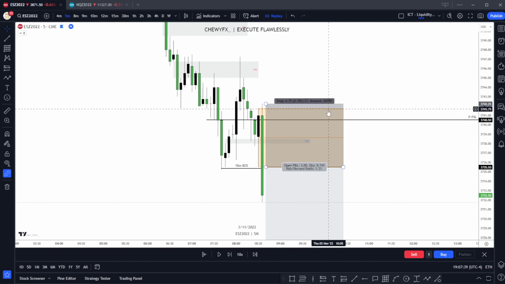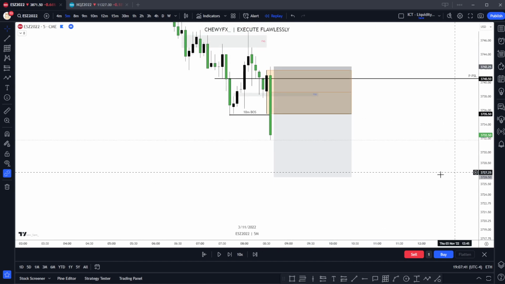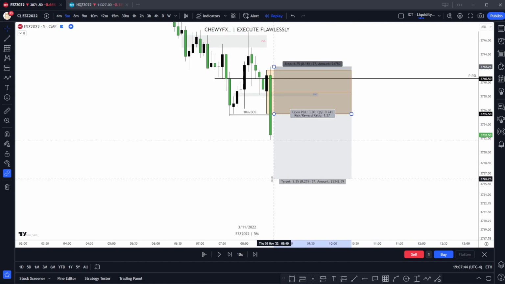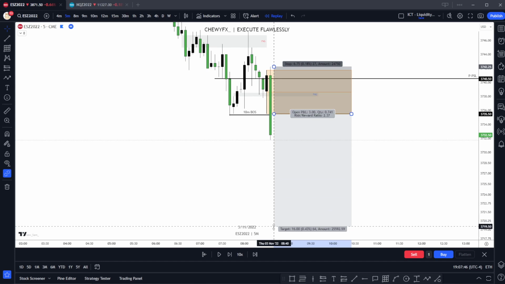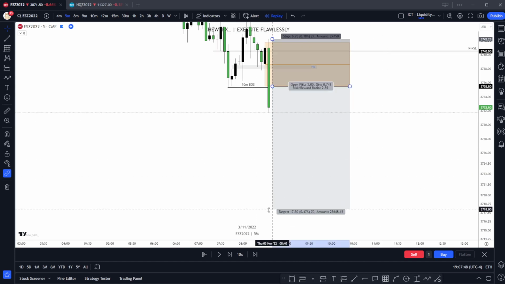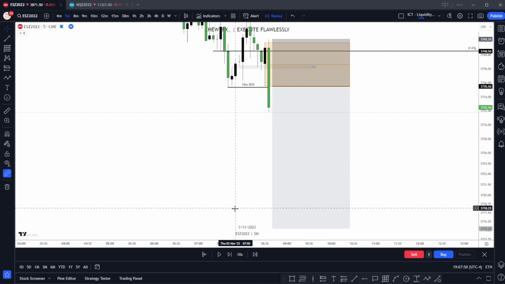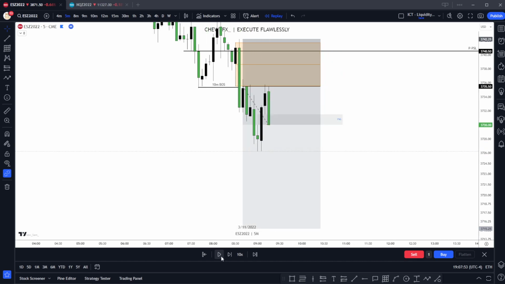So let's see, our stop loss is under 30. So we can aim for 4R, but because of how risky this trade is, I'm just going to be aiming for 3R. Let's see what occurs here.